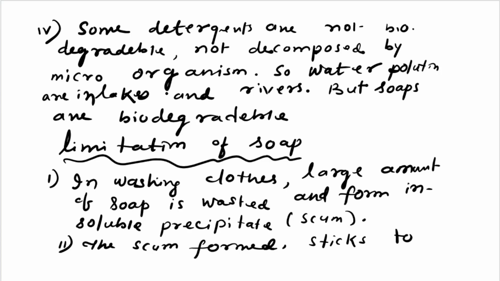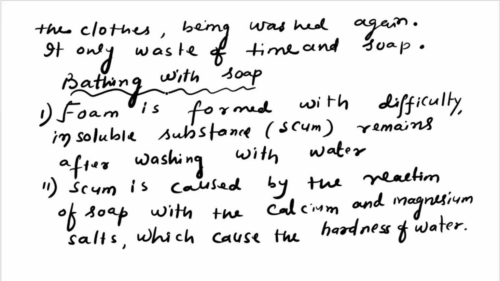Limitation of soap in washing cloth. A large amount of soap is wasted because the cloth is not cleaned properly due to hard water, which forms an insoluble precipitate. This scum which is formed sticks to the clothes and they have to be washed again. It is only a waste of time and soap, because by using soap it is not cleaned properly, so you use more soap. Generally you can get hard water, and very hard water you never use for anything, but a little bit of hardness is there.